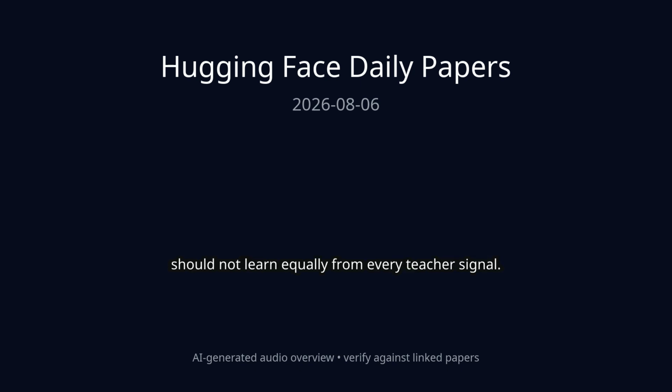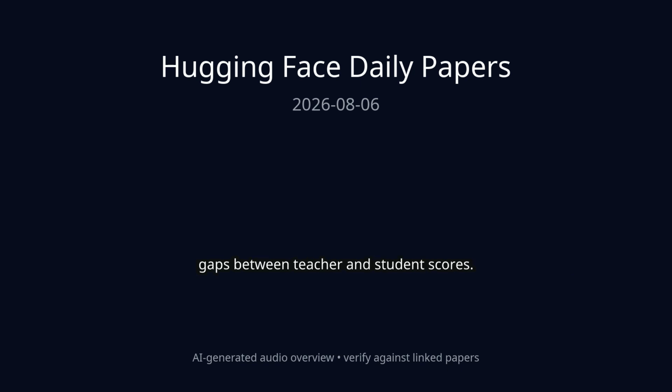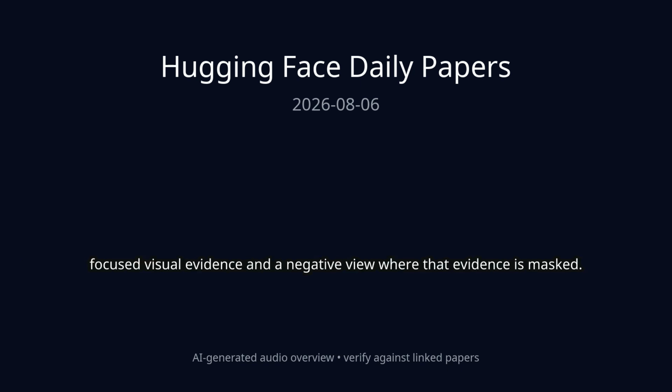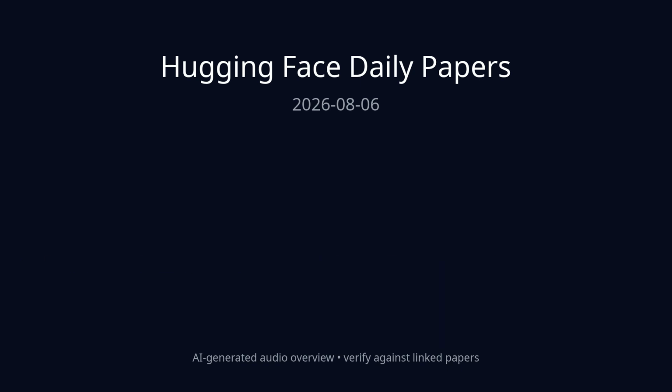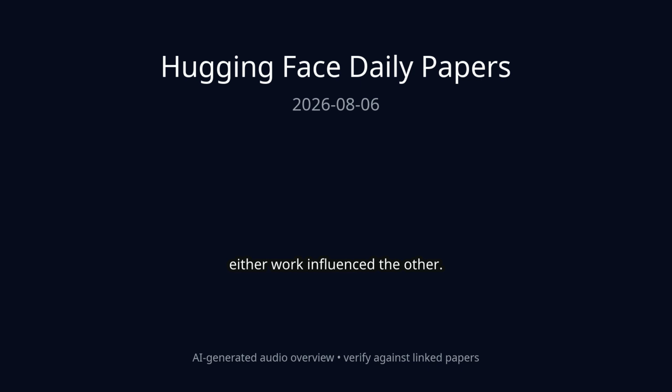A student should not learn equally from every teacher signal. Both train on outputs produced by the student itself, then select supervision believed to be useful. Poly-OPD makes that choice across image generation capabilities using gaps between teacher and student scores. OPD-V makes it token by token, using the probability margin between a positive view containing focused visual evidence and a negative view where that evidence is masked. The connection is an editorial comparison supported by their methods, not evidence that either work influenced the other.